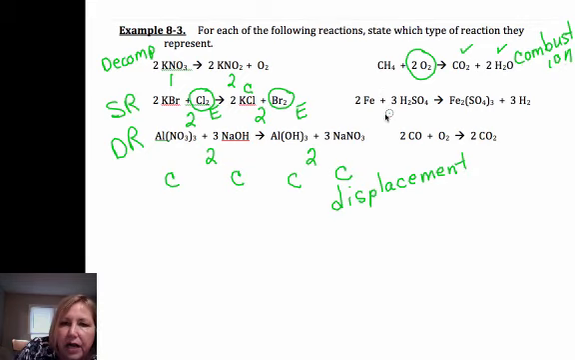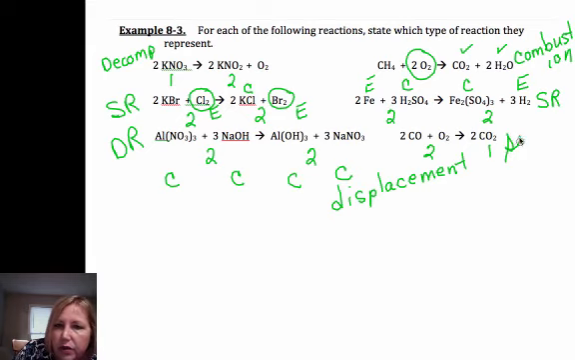Okay, I've got two reactants, two products, so it's either single replacement or double replacement because we know it's not combustion because it doesn't have oxygen there. And since I have an element and a compound and a compound and an element, that's how I know it's my single replacement. Here we have two becoming one. That's that marriage or that synthesis we talked about.